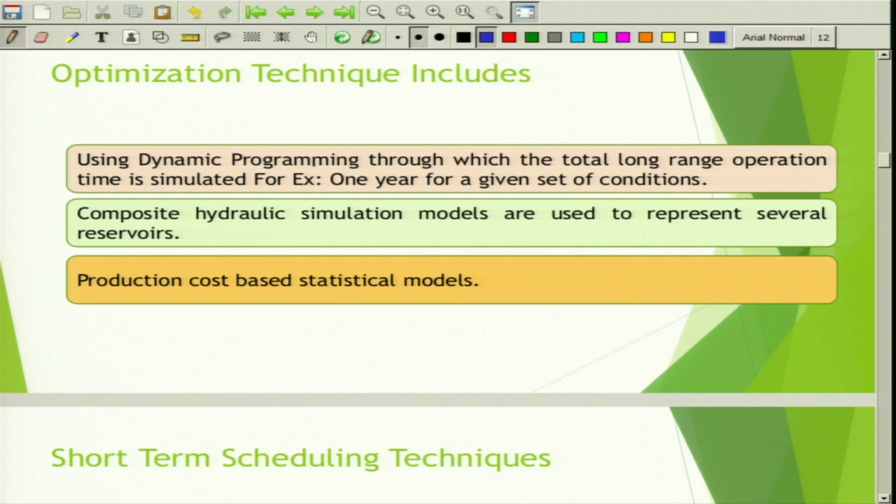Using dynamic programming, the total long range operation time is simulated, for example, 1 year for a given set of conditions. That is what long range scheduling is considered to be. And composite hydraulic simulation models are used to represent several reservoirs. You carry out certain hydraulic simulation models, then composite, that means multiple hydraulic simulation models to represent multiple reservoirs, so that you can have an estimation of what could be the dispatch, and production cost based statistical models, right.